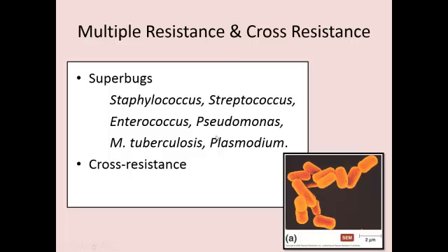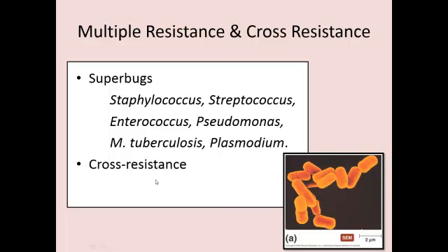Now, with the bacteria, they can develop multiple resistance by picking up multiple plasmids that have different R genes. So they're getting resistance because of horizontal gene transfer. Or they can pick up a gene for a multi-drug resistant pump.